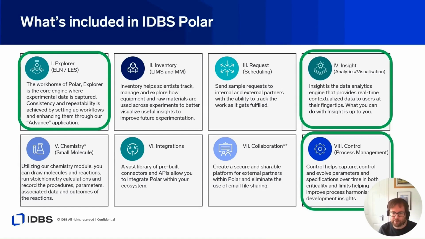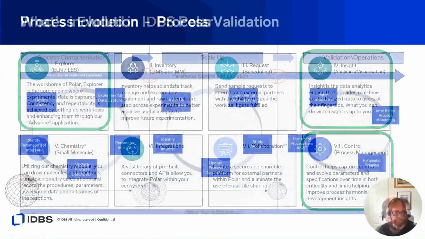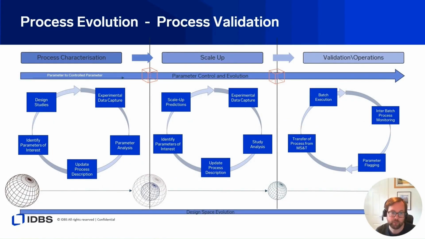That's about managing your parameters and how they evolve over time in terms of criticality and specifications. So as we come back to that lab in the loop concept, we're going to look at it throughout CMC. We're going to start within development, within process characterization. We're going to go through this loop of identifying parameters, designing studies, capturing data, analyzing studies, and updating that process description. The process description now has a life cycle, so we can look at version to version and how each version changes and how the specifications and classifications change with each one.